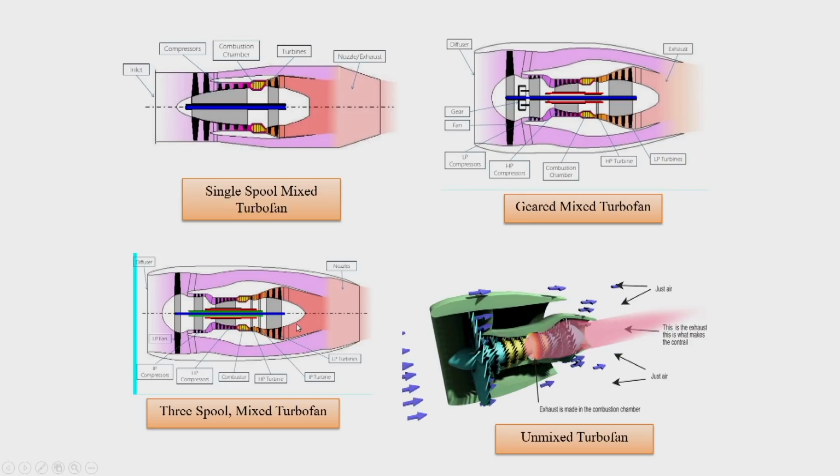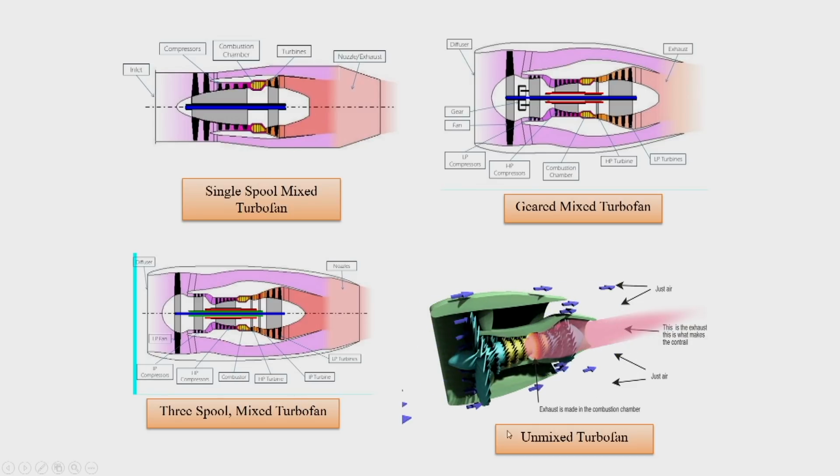But if you remember, there are 3 figures in this slide which say mixed turbofan. Actually, here, if you see properly, the hot air and cold air mix together, and then that mixture expands and creates the thrust. That's why this is called the mixed type of turbofan engine.